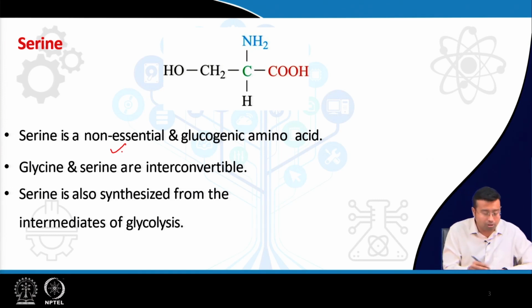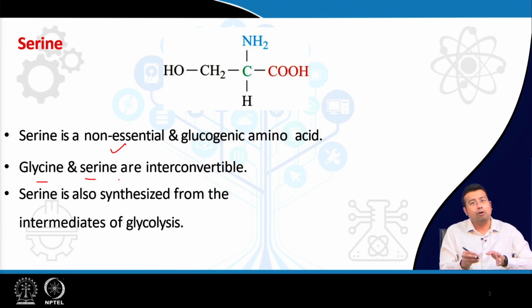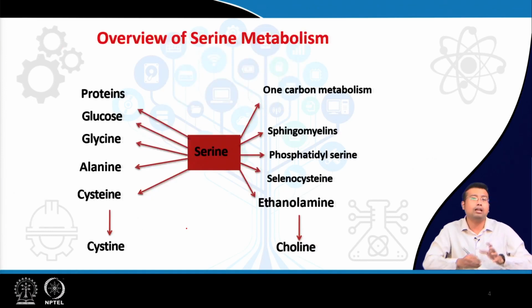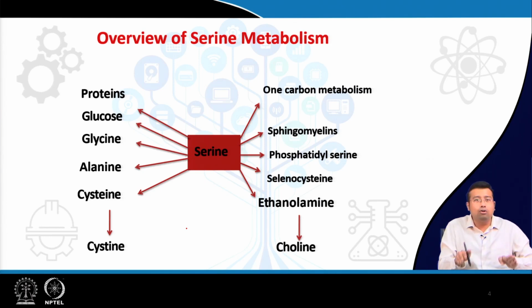A very important statement over here: serine and glycine are interconvertible. If we have one, we can have the other. Not only that, serine is also synthesized from intermediates of glycolysis. So, right away we know two sources, one is glycine and another is the intermediates of glycolysis. So, let us look into the overview of serine metabolism. As always I say, it may look daunting to start with, but when we are done with the discussion of serine, we would have covered all of these pathways that look like a spider, right.